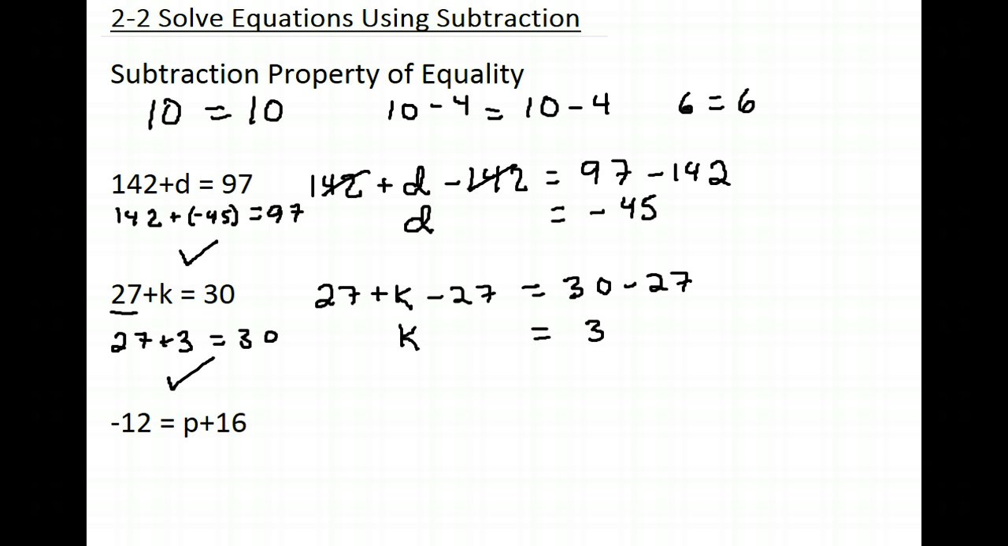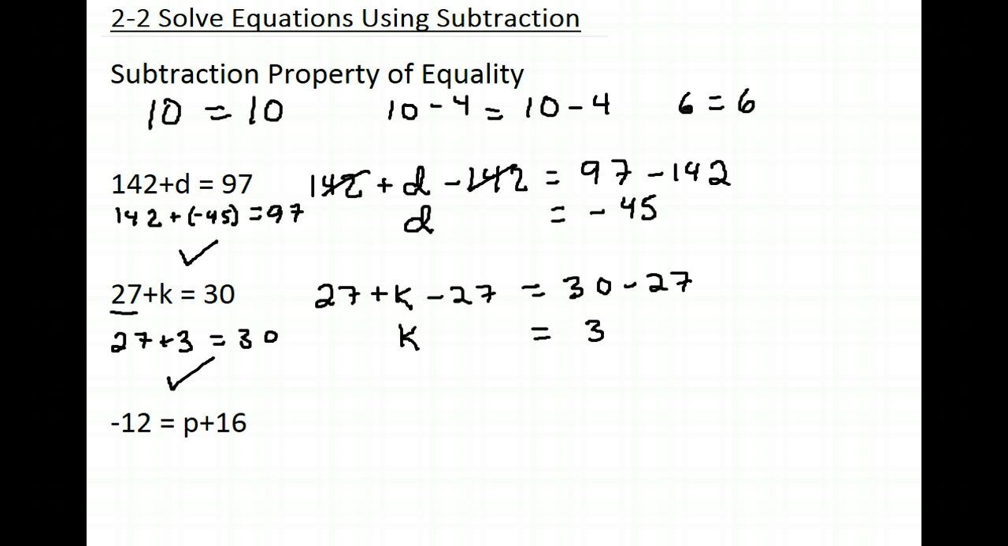The last one we're going to do is negative 12 equals p plus 16. So this time our variable is on the right side, which is just fine. It doesn't have to be on the left. But we still want to get that p by itself. So this one we have a p plus 16, so in order to get that by itself, we need to take away that 16. So let's subtract 16 from each side.